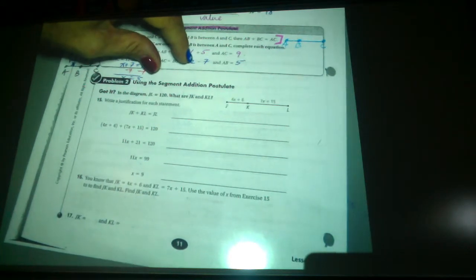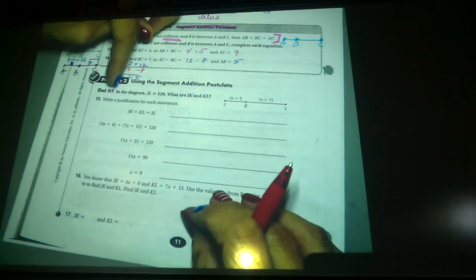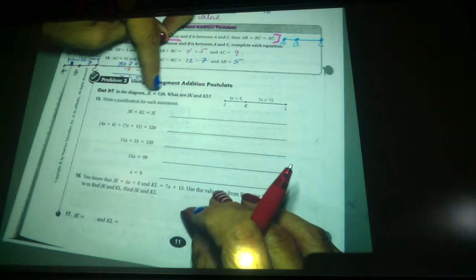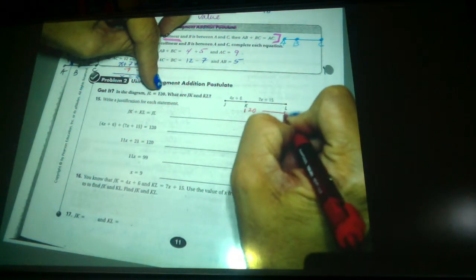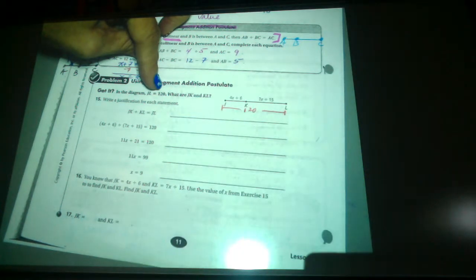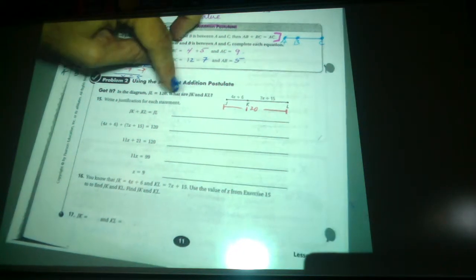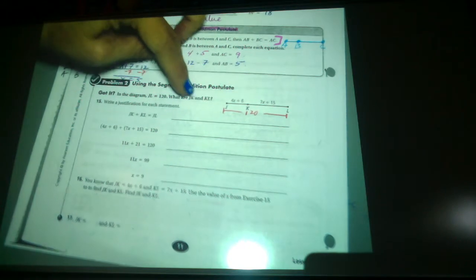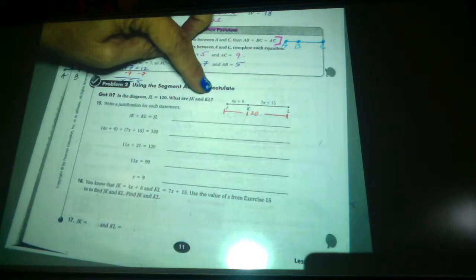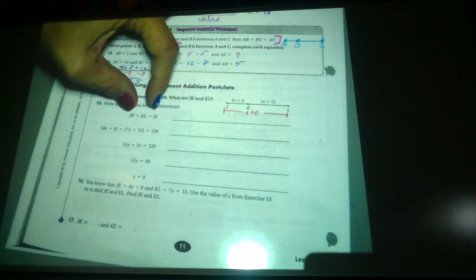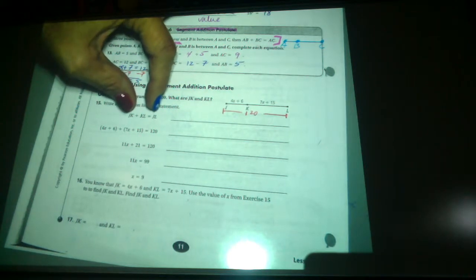All right, so in the picture it says in the diagram, JL is 120. So the distance from J to L is 120. So that's the whole distance. What are JK and KL? That's the distance from J to K, the distance from K to L. So notice that they set up the equation to solve. How do we justify this equation to solve? Where do they get it? How do they know that that's what we set up?